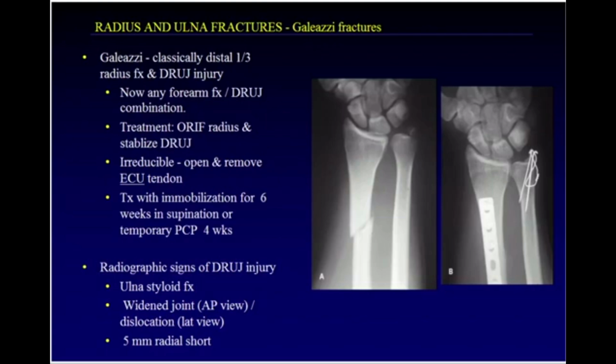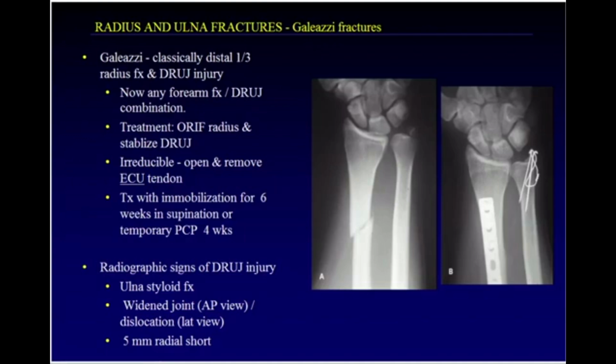If the DRUJ is irreducible, you should suspect interposition of the extensor carpi ulnaris tendon. That needs to be removed. Your treatment for the DRUJ injury can consist either of immobilization of the patient for 6 weeks in supination, or, I think quite more appropriately, surgical stabilization with pin fixation across the DRUJ, which can allow you to keep the patient out of a long splint immobilization of their wrist and their elbow. The pin can, of course, be removed in the office, and you typically will leave the pin in for about 4 weeks.